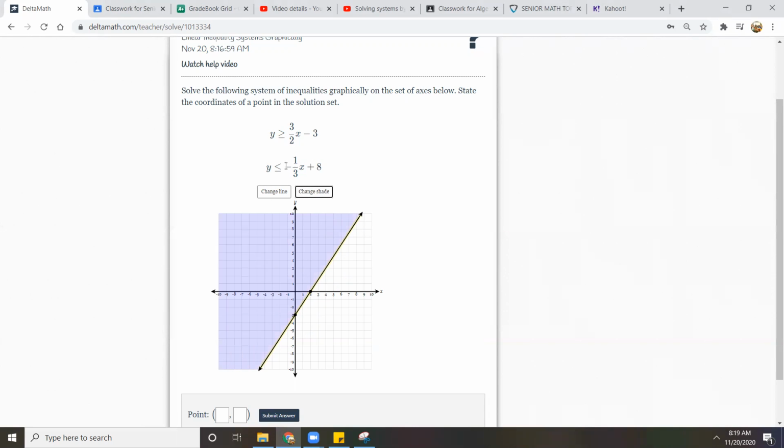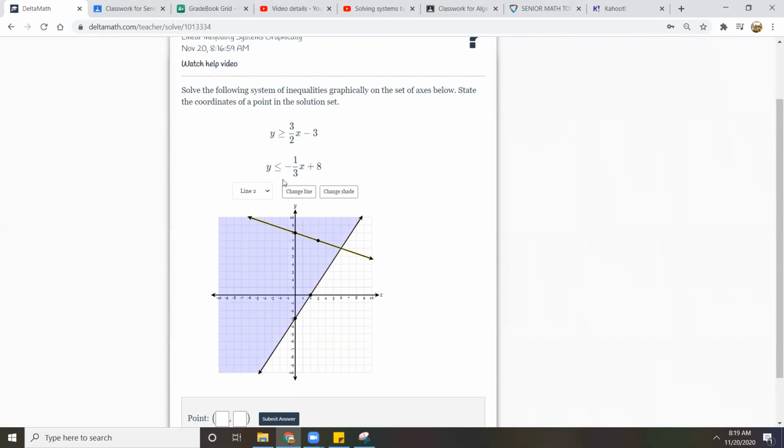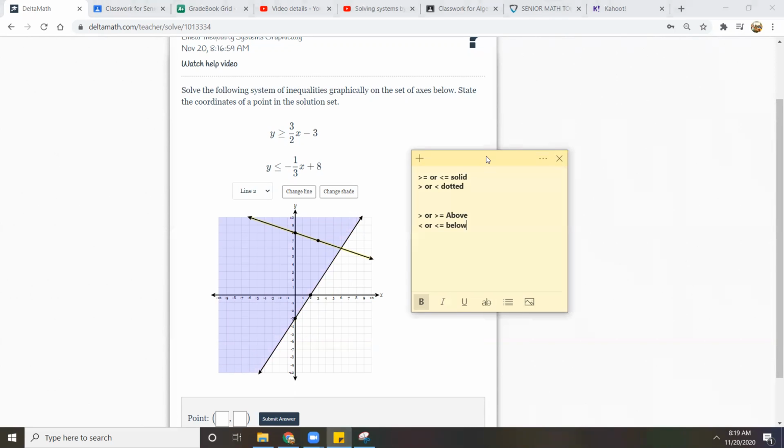Now we're going to graph this bottom one. I start up at 8 because that's my y-intercept, and my slope is -1/3. So I go down 1, right 3, and I want to check, am I going to have a dotted or solid line? Once again, this is less than or equal to, so that equal to means it's solid. Since it's less than or equal to, I'm going to shade below.